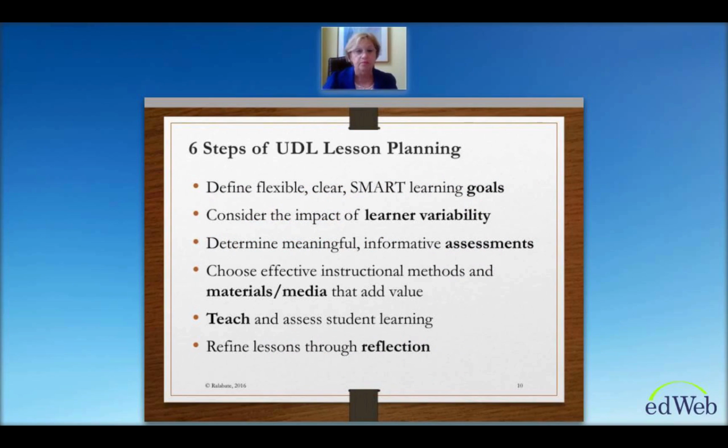And these are the 6 steps. First, define flexible, clear, SMART learning goals. Second, consider the impact of learner variability. Third, determine meaningful, informative assessments. Fourth, choose effective instructional methods, materials, and media that add value. Teach the lesson, and all the while that you're teaching the lesson, assess what the students are actually learning and how well they're learning. And then finally, refine your future lessons through reflection on the effectiveness, the data that you've accrued through this lesson, so that you can enhance your instructional practices. Those are the 6 steps.